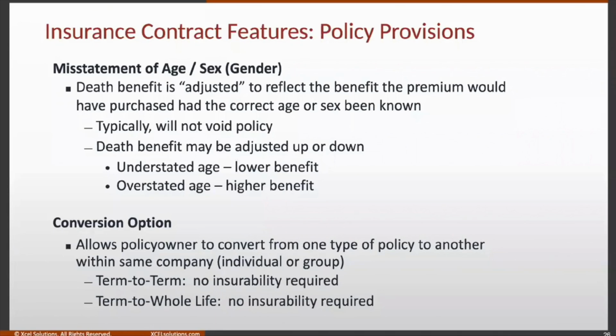Also, if they were male versus female or female versus male, and they find out that the wrong box was checked off on the application, once they find out what the true gender of this individual is, they can adjust the premium going into the contract if they find out the error was made while the insured is yet still alive. If the insurance company finds out the error was made after the insured has died, then the only thing the insurance company can do is adjust the death benefit on the policy, higher or lower, depending on if the person was younger than what was stated or older than what was stated on the application, or if they were really male versus female or female versus male.